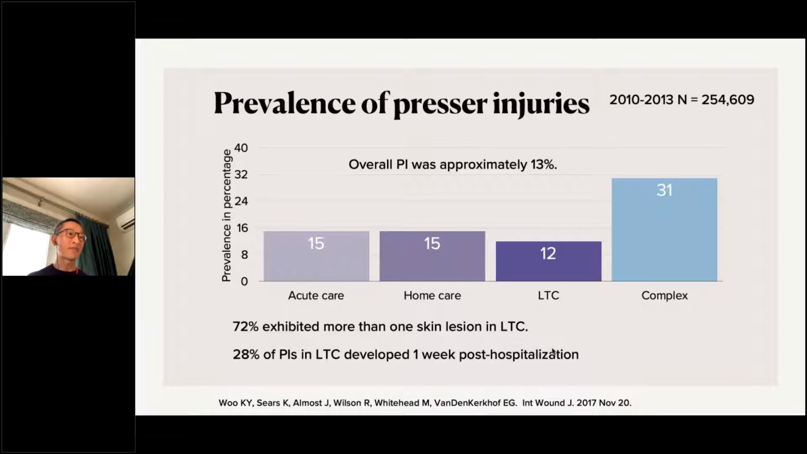And what we have identified and discovered in this study is the fact that about 70% of individuals in long-term care environment have more than one lesion, not just one, but multiple ones. And also 28% of pressure injuries in long-term care, those individuals develop problems within a week when they return from acute care. So I think the message is a lot of those individuals are very vulnerable to developing pressure injuries. And also within the transition period, we need to pay more attention to identifying the risk factors, so we can prevent the pressure injury problem.